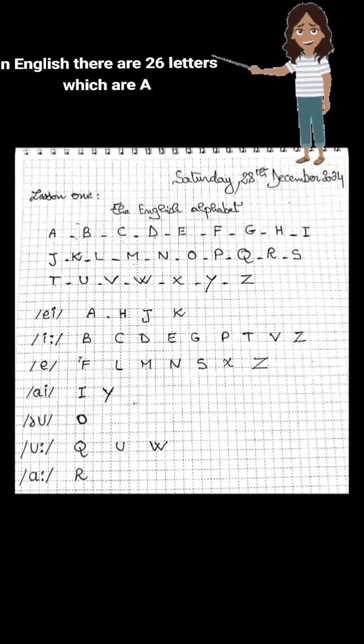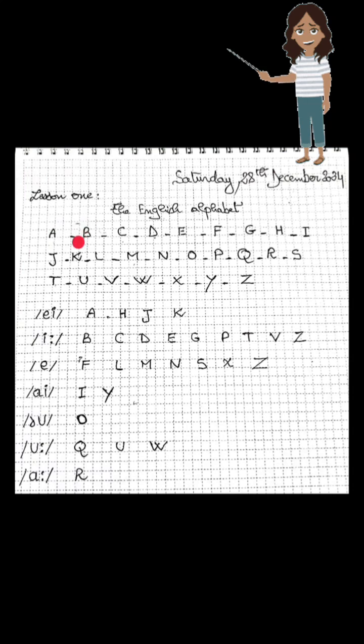In English, there are 26 letters which are A, B, C, D, E, F, G, H, I, J, K, L, M, N, O, P, Q, R, S, T, U, V, W, X, Y, Z.